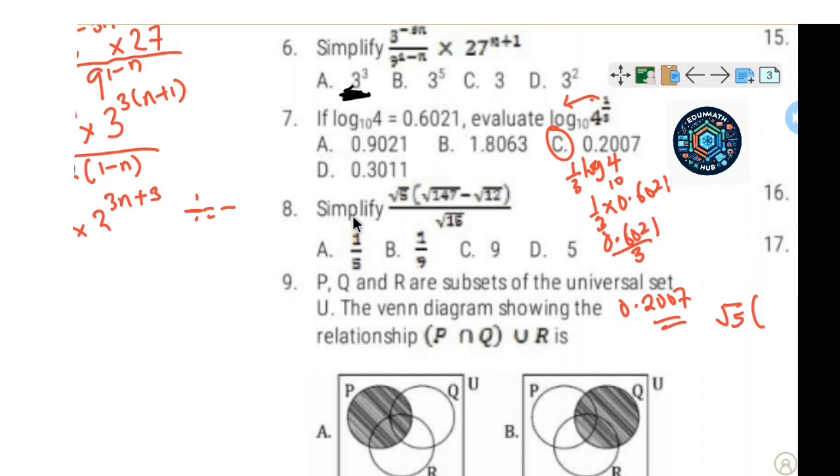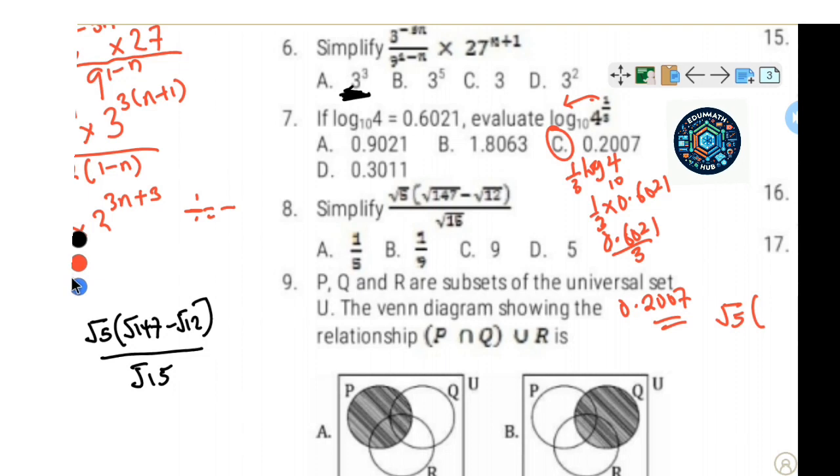Welcome back. We'll move to number 8 now. Number 8 is a question on surds. So you have to simplify root of 5 into brackets root of 147 minus root of 12, divided by root of 15. So let's rewrite the question. So we have root of 5, root of 147 minus root of 12, divided by root of 15.